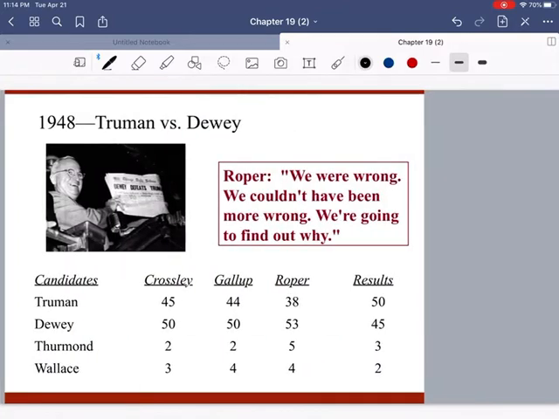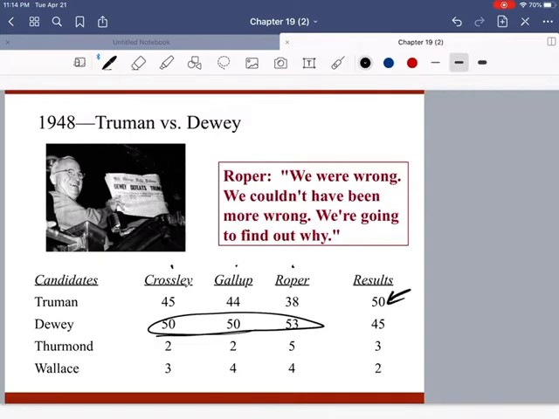We can see another example from another election, Truman versus Dewey, where we have 3 different surveys: Crossley, Gallup, and Roper. All 3 of them were companies who had been sending out surveys for years, and all 3 of them said Dewey was sure to win the election, when actually it was Truman.